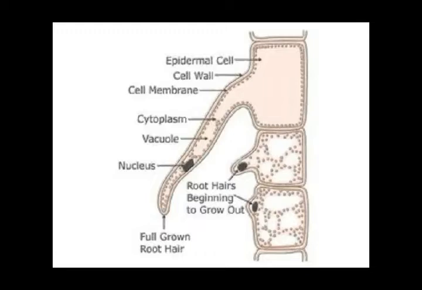So, let us come to the third characteristic of roots. Roots have thin walls, isn't it? Like all plant cells, root hairs also have two layers, a cell wall and a cell membrane. And you know that the cell wall is always thin compared to the cell membrane, isn't it?